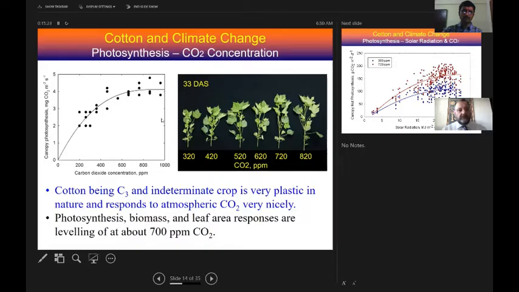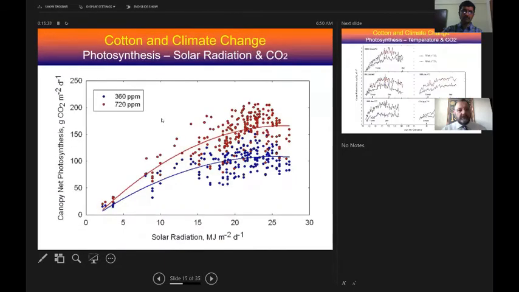So the photosynthesis, biomass, and leaf area responses are almost leveling off around 700 ppm to a certain extent. Beyond that, other factors are going to come in and limit photosynthesis to a certain extent. The next few slides I'm going to show are almost like a year's worth of data coming from each and every one of those slides.